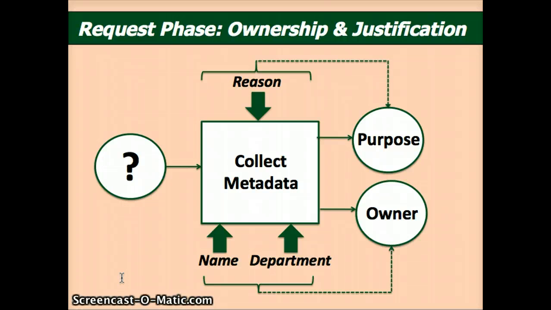So in the request phase, the first steps are to establish ownership and justification. This can be done by creating an online form where you would collect your metadata. So someone comes in and requests new content to be created for the website. This online form can get the name of the person, their department, and also the reason for wanting to create this content. So with this online form, you can collect your data that will tell you who the owner is and the purpose for the content.